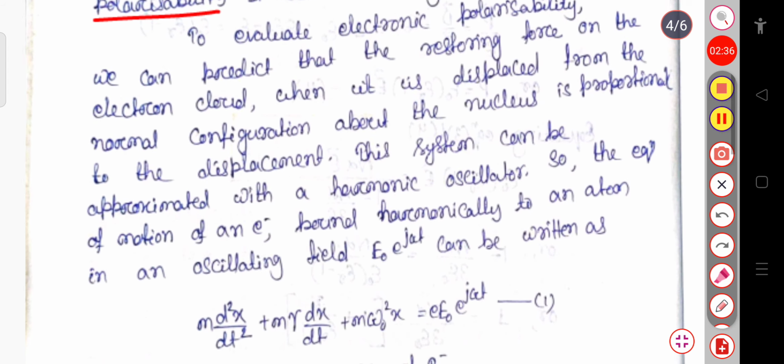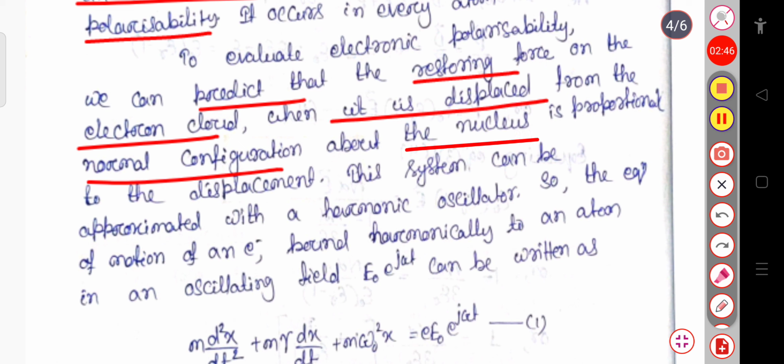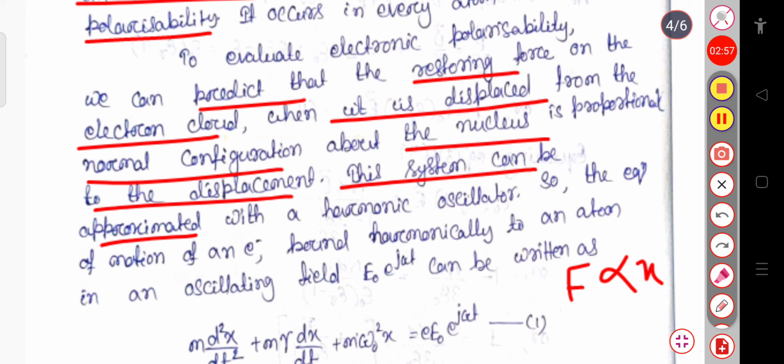Now to evaluate electronic polarizability, we can predict that the restoring force on the electron cloud when it is displaced from the normal configuration about the nucleus is proportional to the displacement. That is, the restoring force is directly proportional to the displacement. So this system can be approximated with a harmonic oscillator.